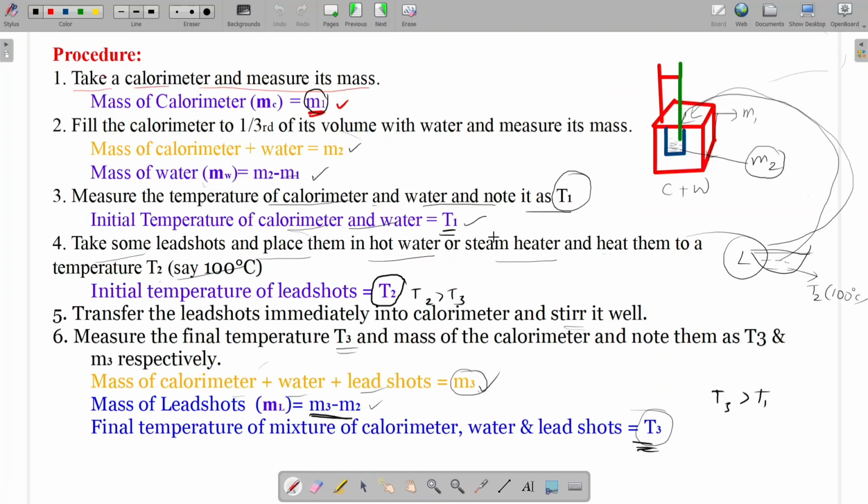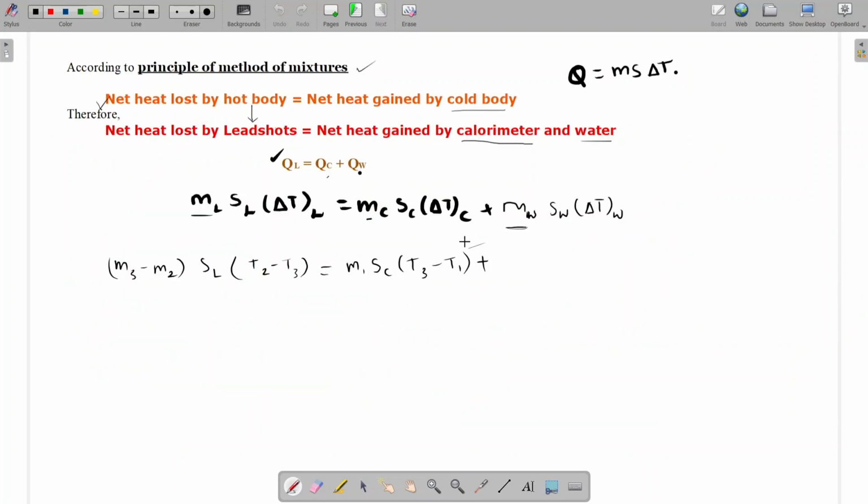So what is the mass of water? The mass of water is m2 minus m1. You can see here the mass of water is m2 minus m1. So mass of water is equal to m2 minus m1 into specific capacity of water into, as they are having the same temperature, the change in temperature is also the same. So T3 minus T1 for both the calorimeter and water. Here I want the value of specific heat of lead shots only, so send these two factors to that side.